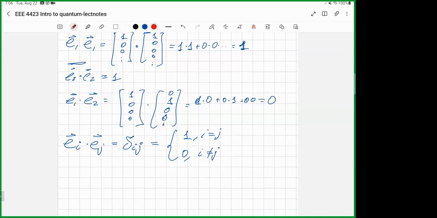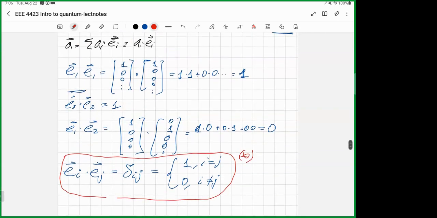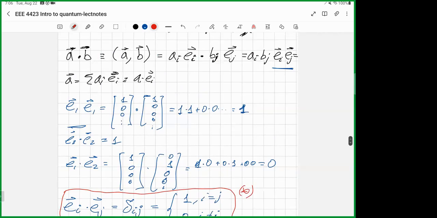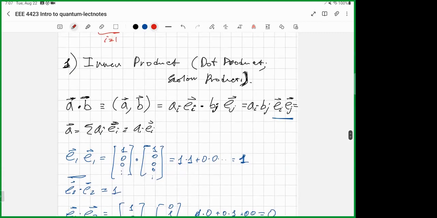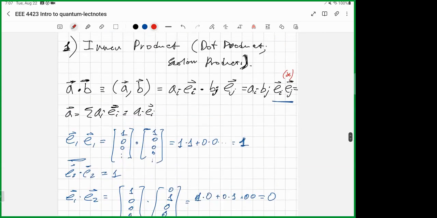We can actually frame this and put a star sign. So this is what we get, this Kronecker delta. Now we return back to this expression. Because of the star formula, we conclude that this product e_i e_j equals a_i b_j Kronecker delta_ij.